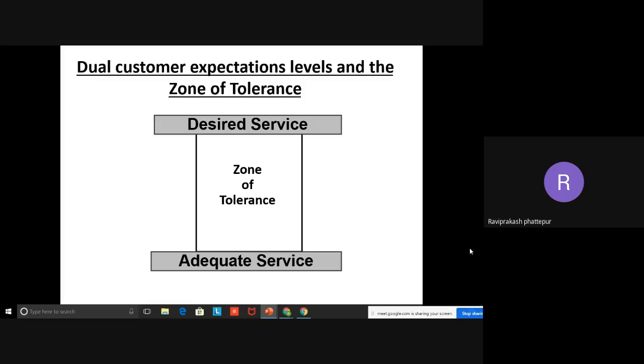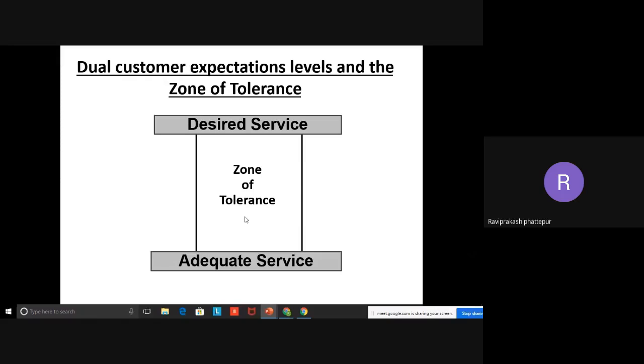So here, the extent to which customers recognize and are willing to accept this variation. As you already know, there might be some variation. So the extent to which this variation is acceptable is known as zone of tolerance. Usually the zone of tolerance is between desired service and adequate service. You can see on the screen where the zone of tolerance is. Zone of tolerance is here, between desired service and adequate service. That is zone of tolerance.